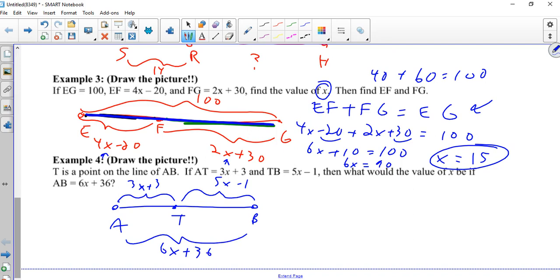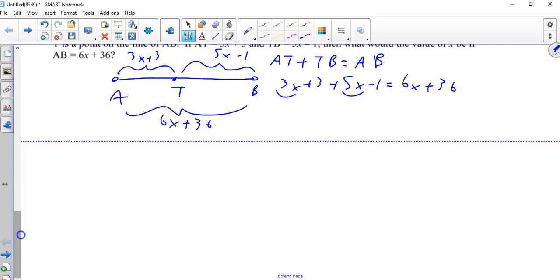Well, once again, baby steps. AT plus TB equals AB. Now I just substitute. AT, I already know, is 3x plus 3. It told me that. Plus TB, which is 5x minus 1, is equal to AB, which I've been told is 6x plus 36. It's just simple substitution at that point. I'm going to combine like terms and get 8x here. 3 minus 1 is 2. Is 6x plus 36. Now I'm going to subtract 6x from both sides.